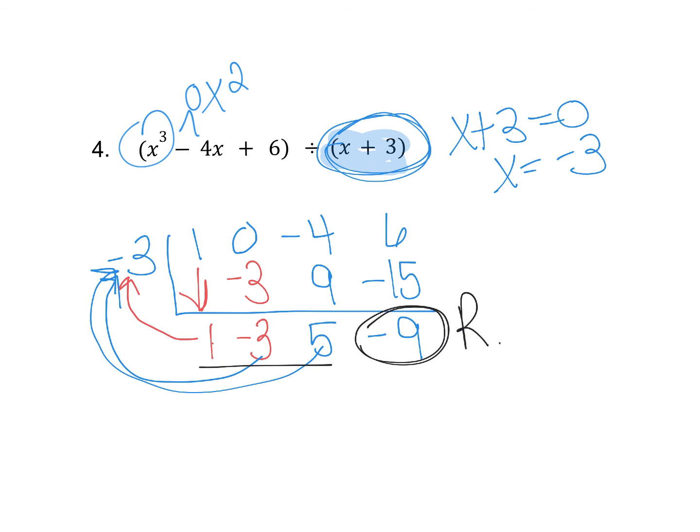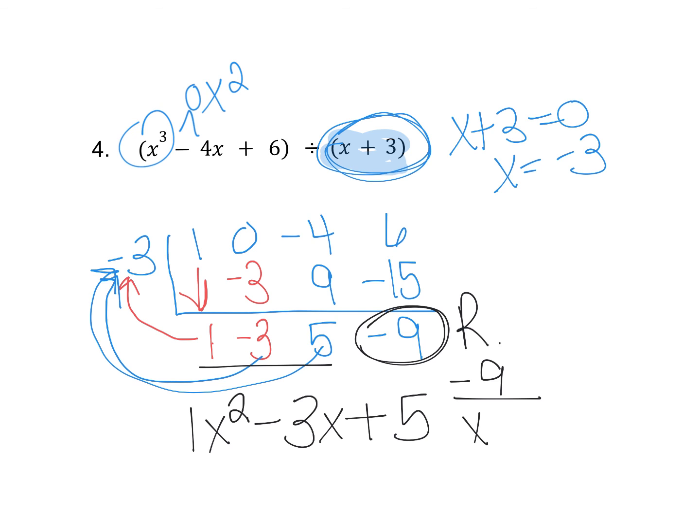Remember, we started with an x to the third and we divided out an x. So our first exponent is going to be x squared, because we had an x to the third and we divided one of them out. So we are going to have 1x squared minus 3x plus 5. And then our remainder is negative 9, and we divided by x plus 3.